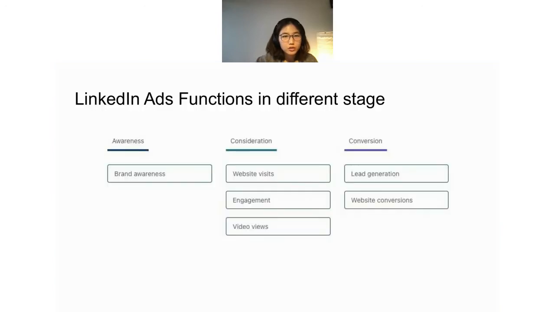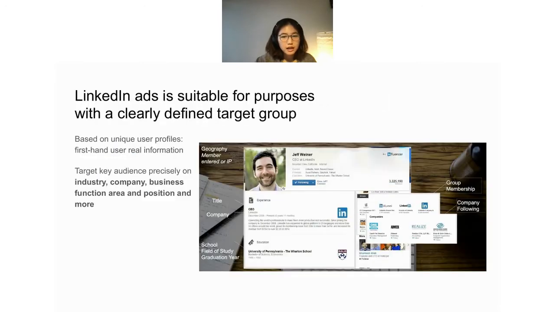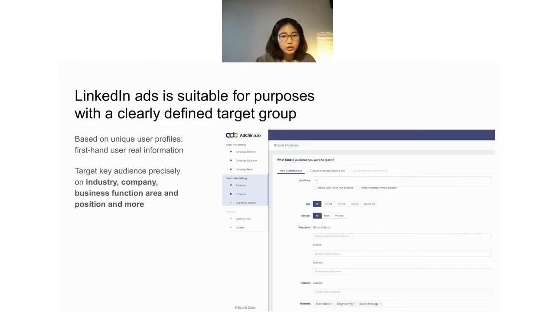This slide shows the different functions that LinkedIn ads can offer in different stages, the same as LinkedIn Global. It can help to build brand awareness through sponsored content, increase website visits and engagement through the landing page, and also lead generation and conversion. And LinkedIn ads is very suitable for people who already have a very clearly defined target group, because it is based on the real profile data of the person, and it has a very good ability to target audiences by industry, company, business function area, and more.